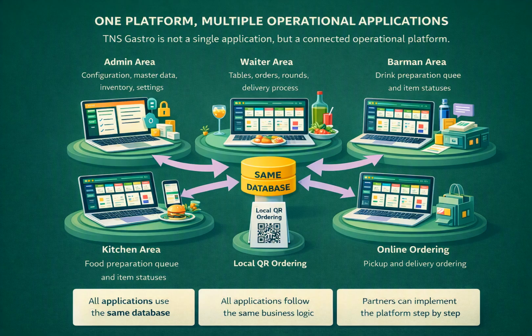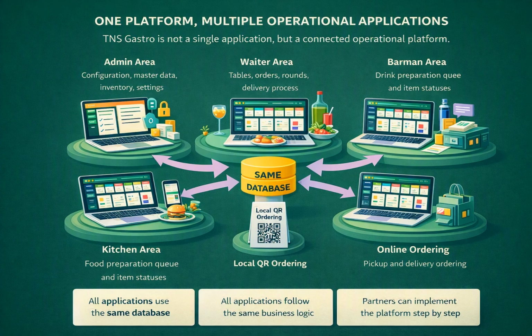The first application is the admin area. The admin area is the administrative center of the platform. It is used to configure and manage restaurants, staff, products, ingredients, suppliers, inventory, and all operational settings. Every business entity is created and maintained here.